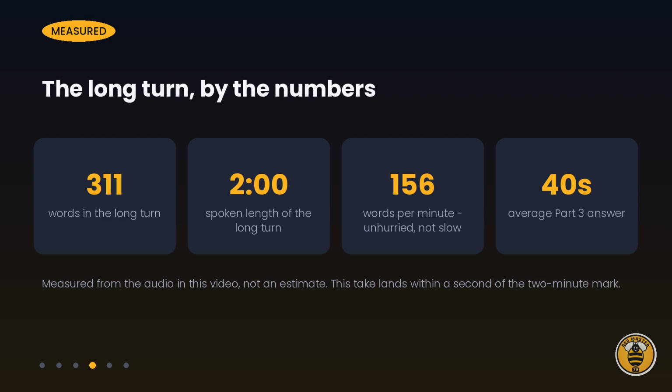Those are the real numbers measured from the audio you just heard, not an estimate. Notice the speaking rate. It is unhurried. Candidates often assume that speaking faster sounds more fluent, when in practice it costs you accuracy and it makes your pausing sound anxious rather than natural.